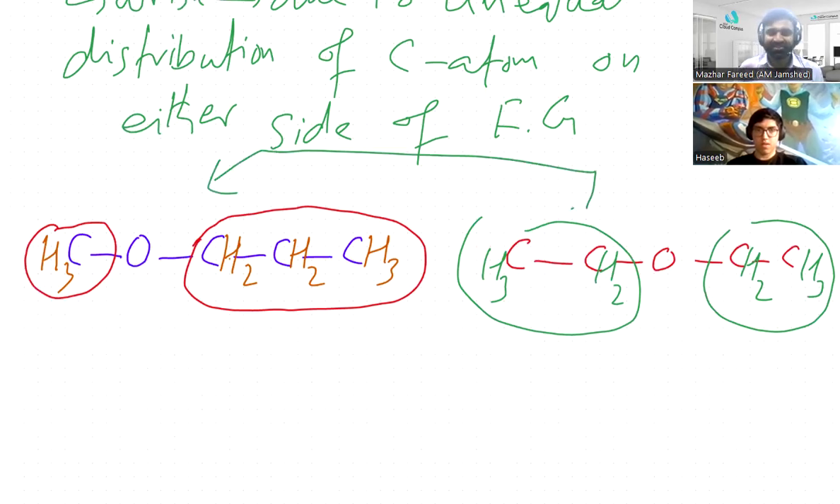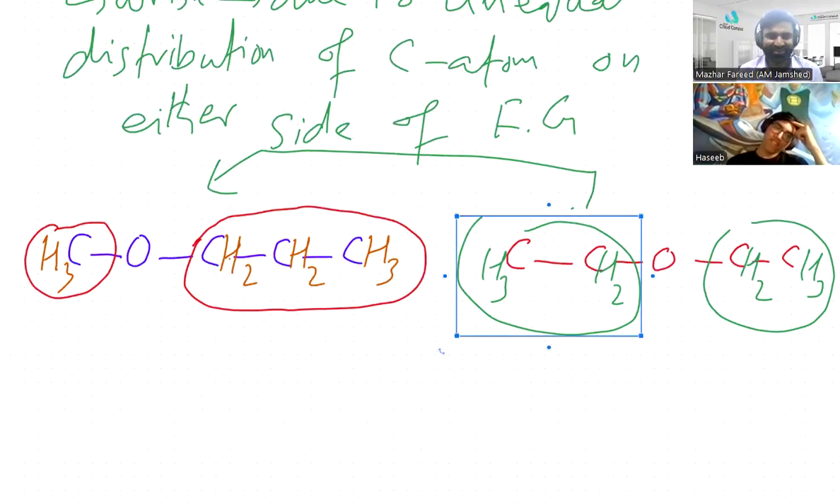When the same number of carbon atoms are present on either side of the functional group, we can say it is equal, but this is unequal because one side has three carbon and one side has one carbon. Is it clear? Now we try to give the name of them. I'm not sure, okay, I will provide you the name of them.